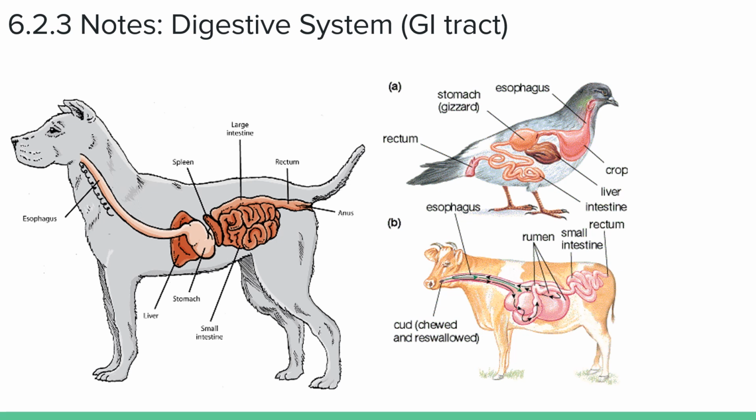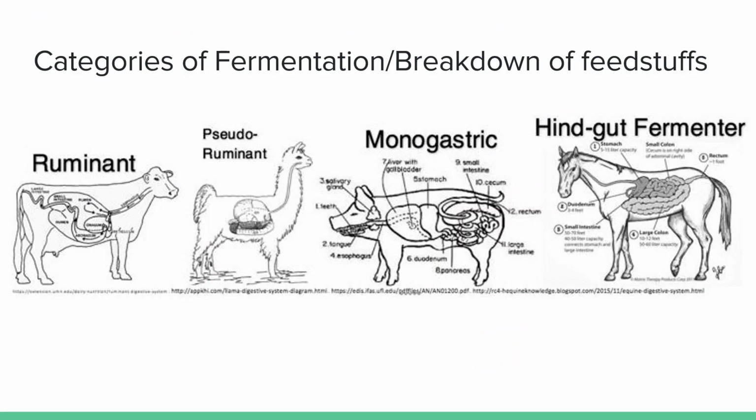So avians have a much different gastrointestinal system than mammals do. And even then within mammals, we have ruminants, we have pseudo-ruminants, we have herbivores, we have carnivores, we have omnivores. So we have all these different feedstuffs. And so our gastrointestinal system needs to change in order to meet those needs to absorb those nutrients that they're getting. So we're going to start looking first at some categories.